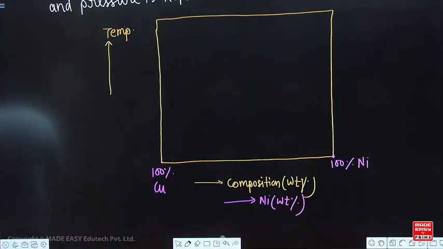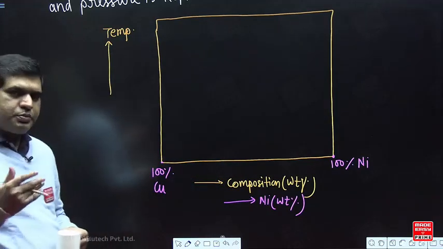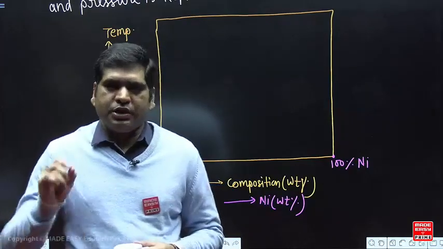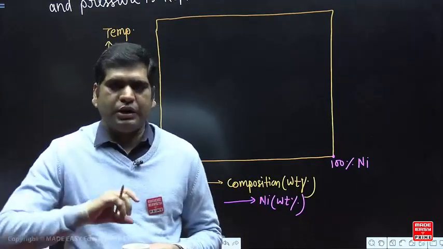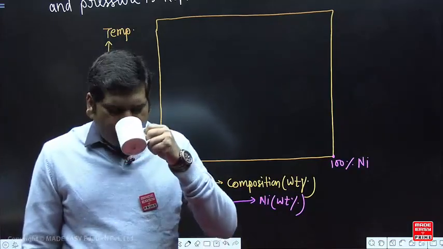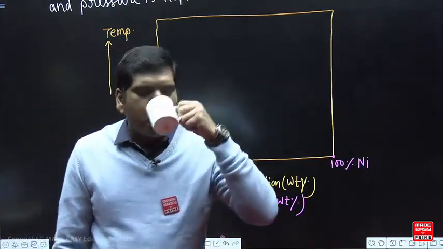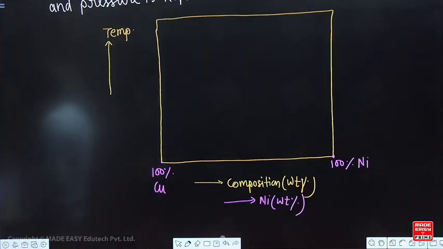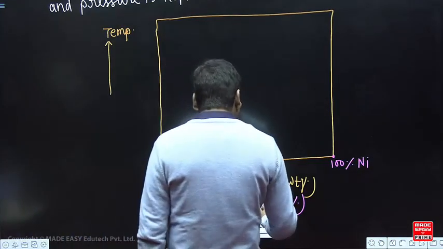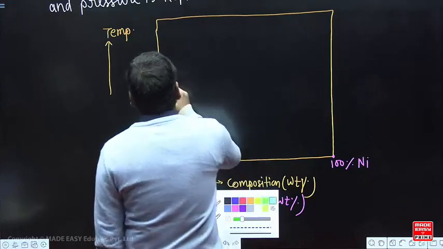ग्राफ कैसे बनाया जाता है? For different temperature, different composition, you would be observing the state of material and then you would be pointing it out. लैब में एक्सपेरिमेंट करेंगे फिर उसको ड्रॉ कर देंगे. मैं डायरेक्टली ड्रॉ कर रहा हूं. आइए, have a look. So it looks like this.